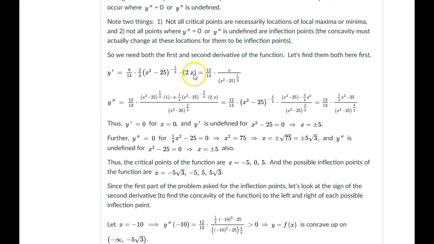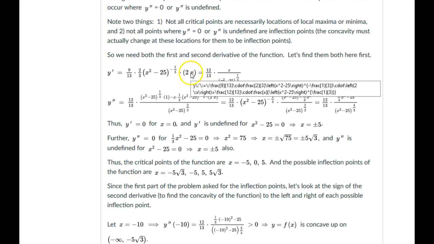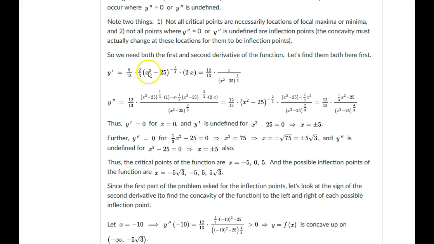Simplifying slightly, we have 12/13ths, right? The 3 cancels with the 9 to give me 3. 3 times 2 is 6, times another 2 over here is 12. So 12/13ths, I'm left with x in the numerator, and I put the x squared minus 25 to the positive 1/3 now in the denominator. The reason I did that is so I can use the quotient rule to find the second derivative. It's just a little bit easier.